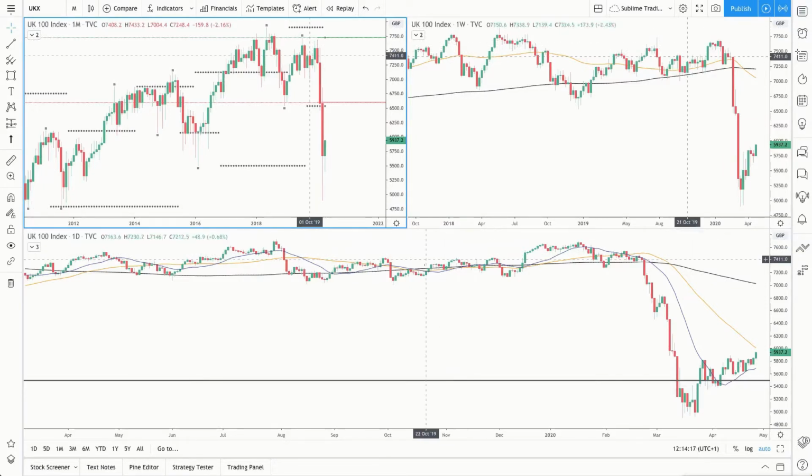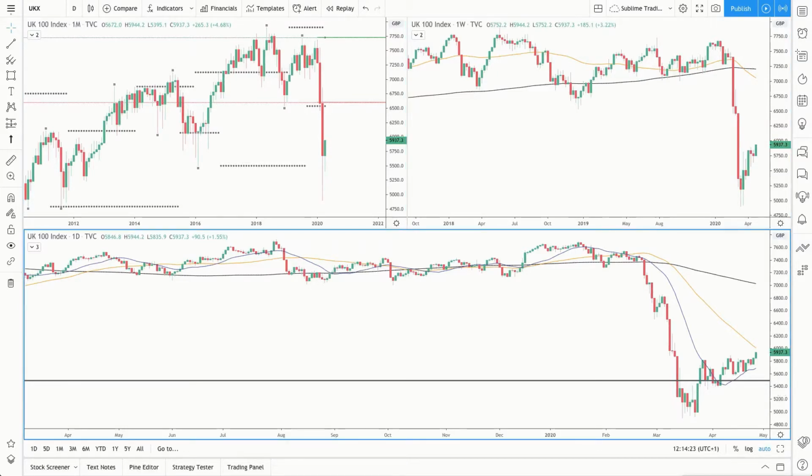Okay, so as always, this is our three-screen setup. We have the monthly in the top left, the weekly in the top right, and our daily chart here at the bottom. We'll start with the FTSE 100.